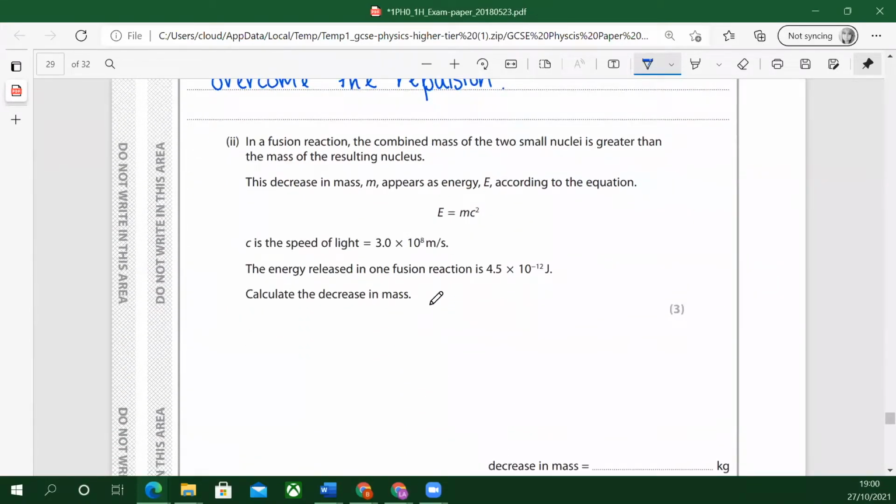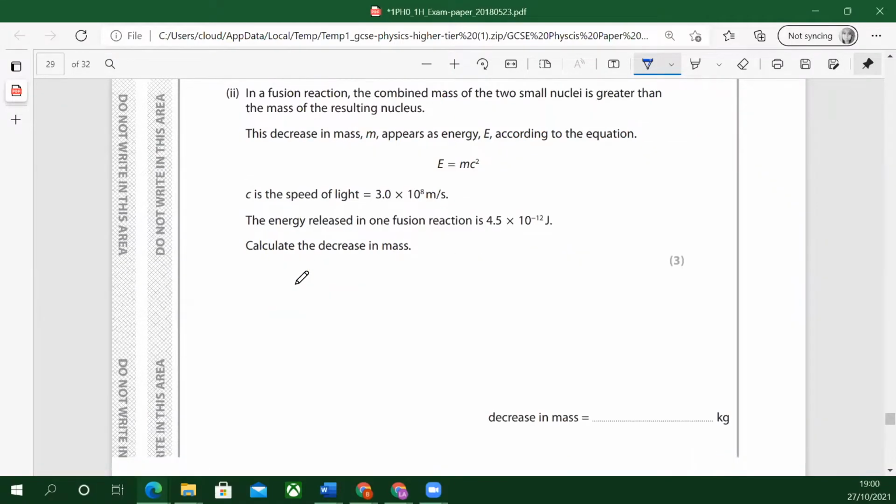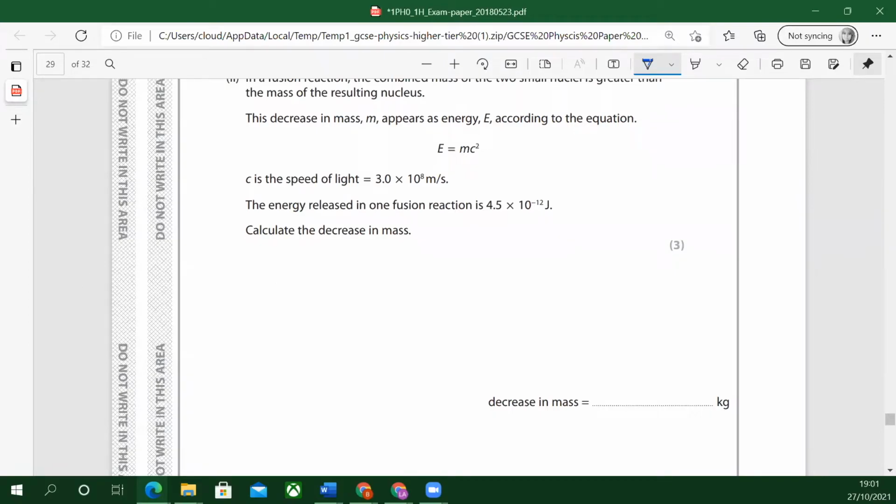In a fusion reaction, the combined mass of the two small nuclei is greater than the mass of the resulting nucleus. This decrease in mass m appears as energy E according to the equation E equals mc squared. That's a famous equation, isn't it? c is the speed of light. The energy released in one fusion reaction is 4.5 times 10 to the minus 12 joules. So each reaction is actually a very small amount of energy. Calculate the decrease in mass.